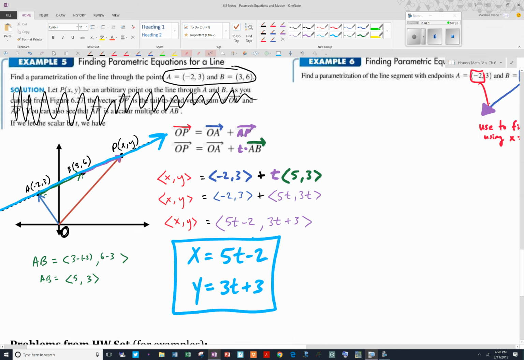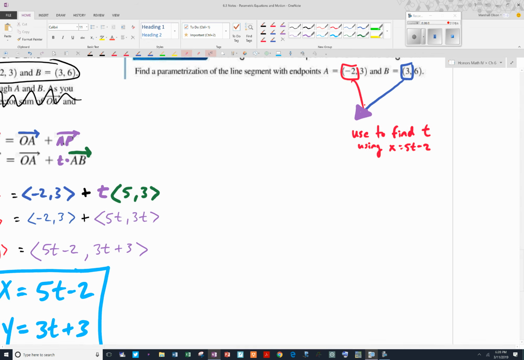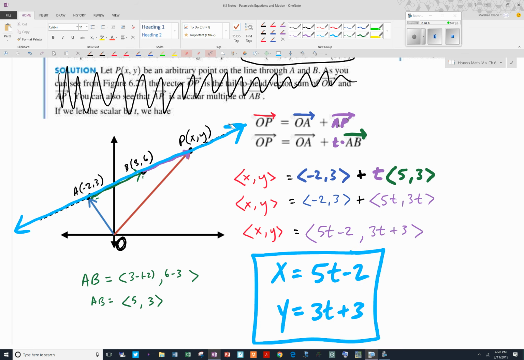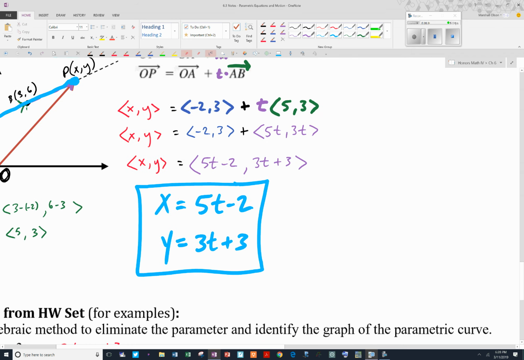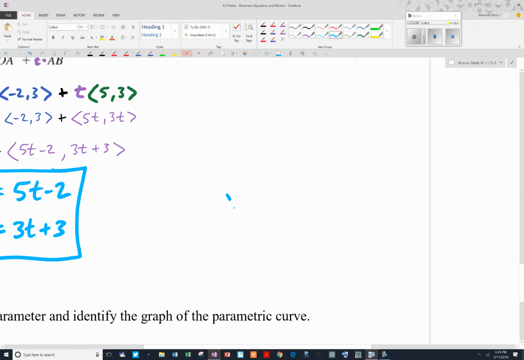Now what the next example says is find a parameterization of the line segment. So now we want a line segment where A and B are endpoints. So we don't want that whole line anymore. We just want the line segment from A to B. We want to find out what that would be. Well, the nice thing is it'd be the same two parametric equations, x equals 5t minus 2, and y would equal 3t plus 3. But now we need to figure out what are the restrictions on t that we would need.